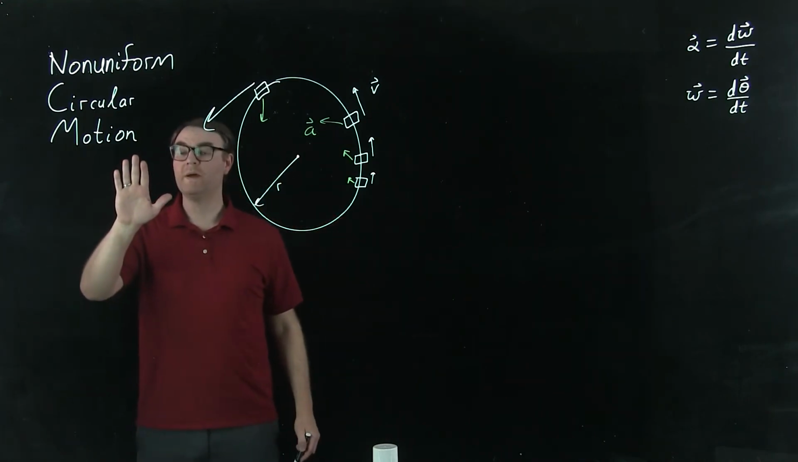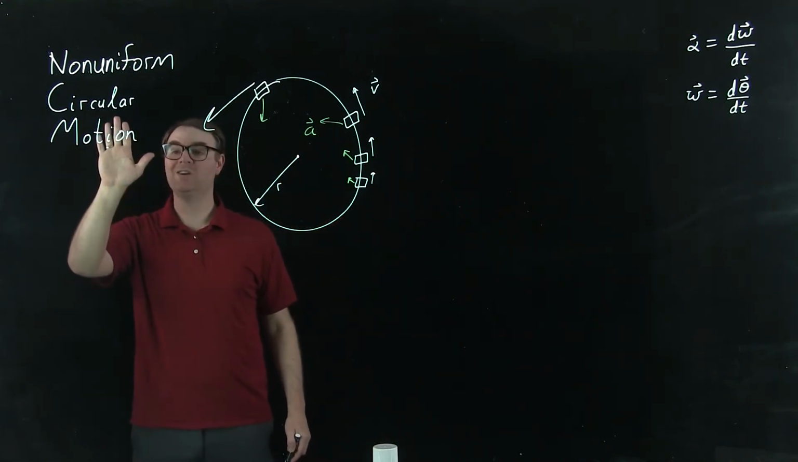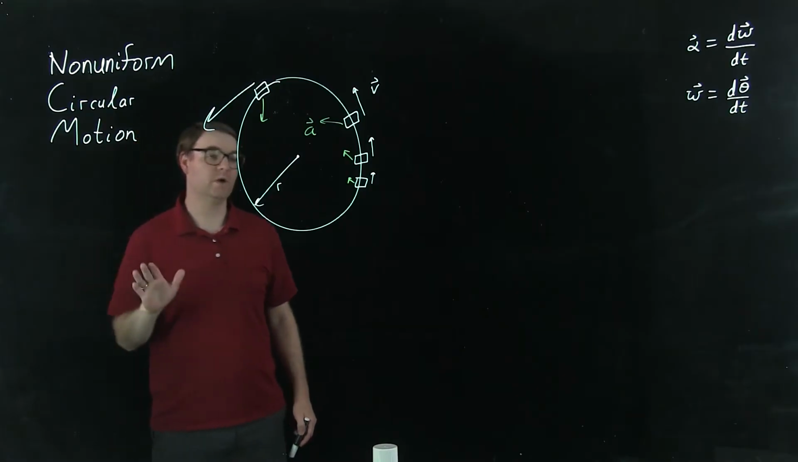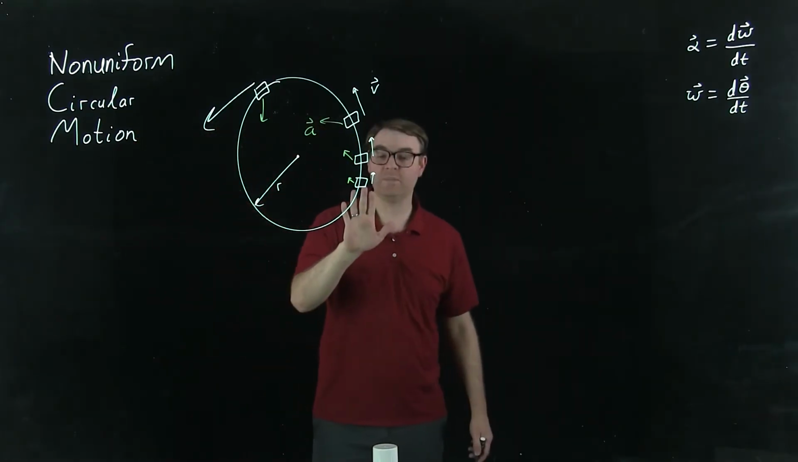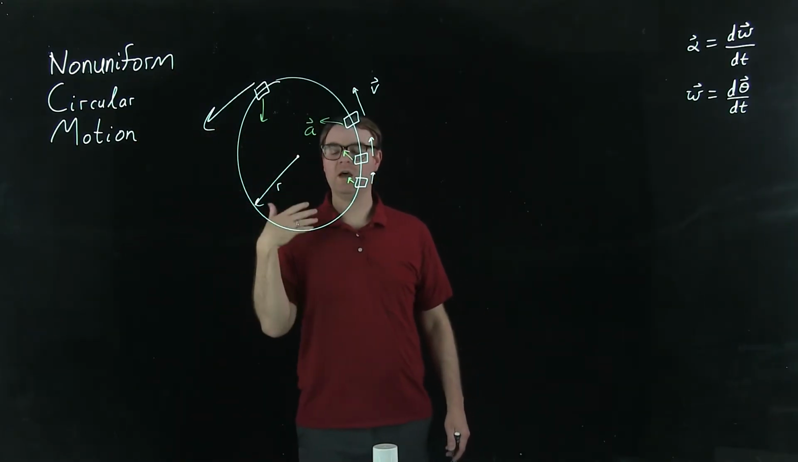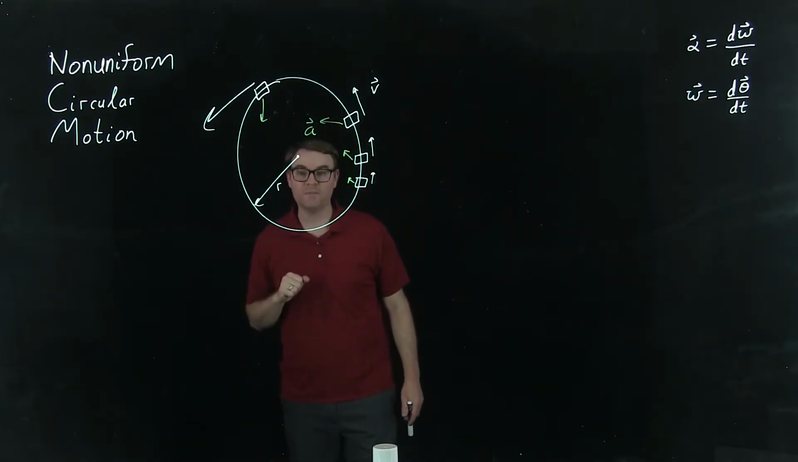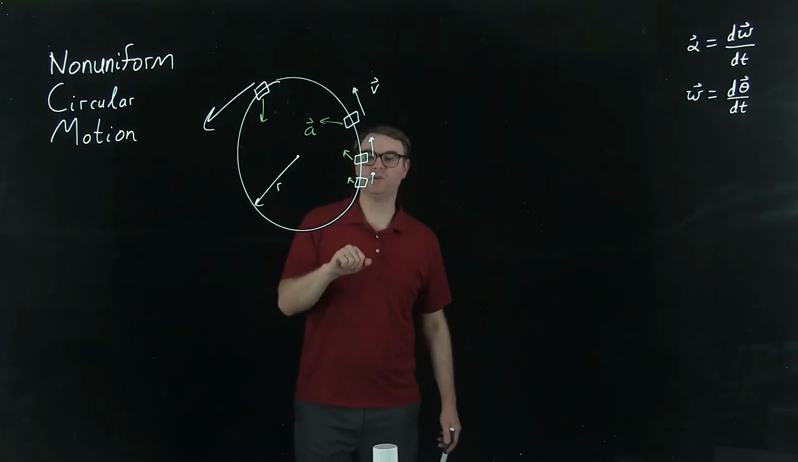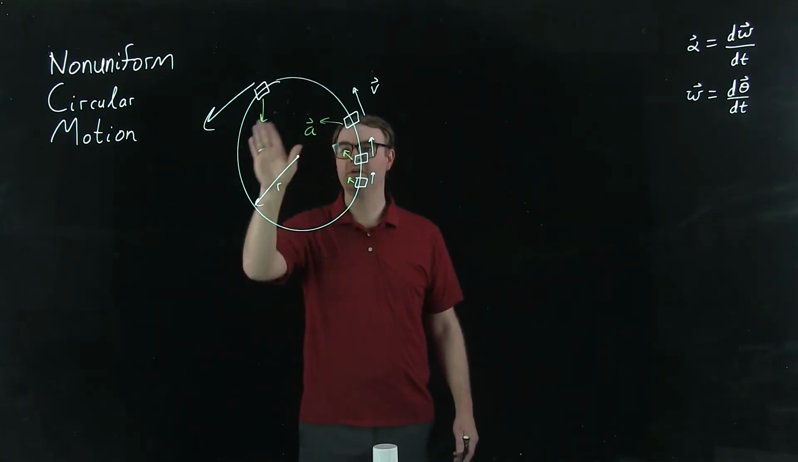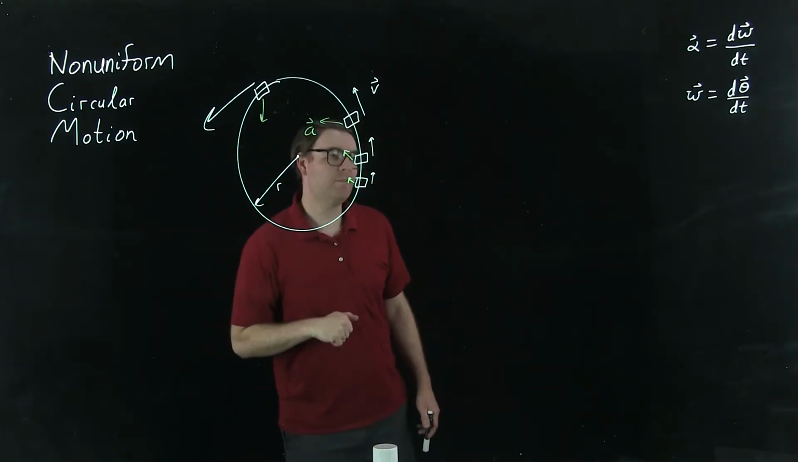Now we're going to talk about the more complicated situation of non-uniform circular motion, which I've drawn one example of here, but as with non-uniform translational motion, there are lots of different examples of non-uniform circular motion. This one is for an object moving around a circle and speeding up.